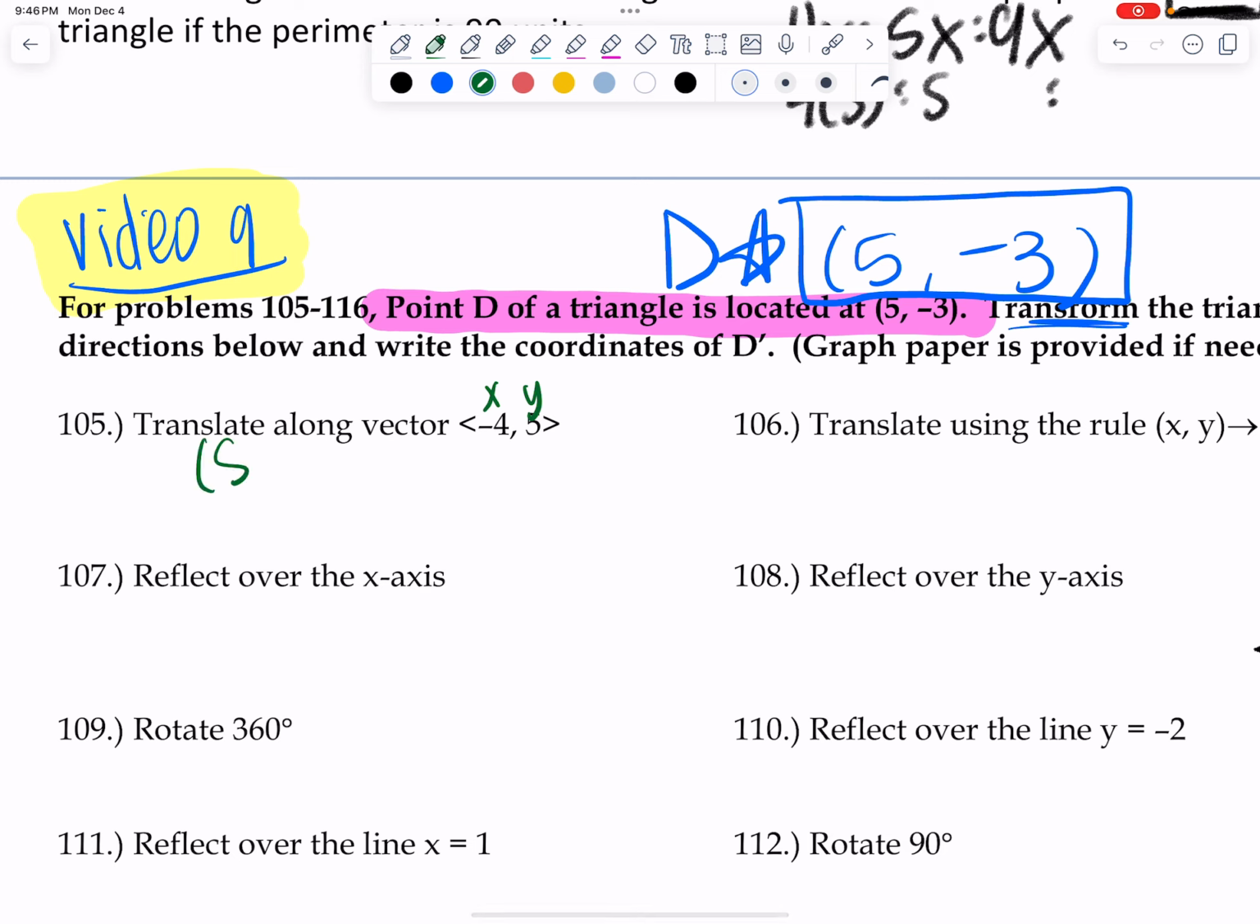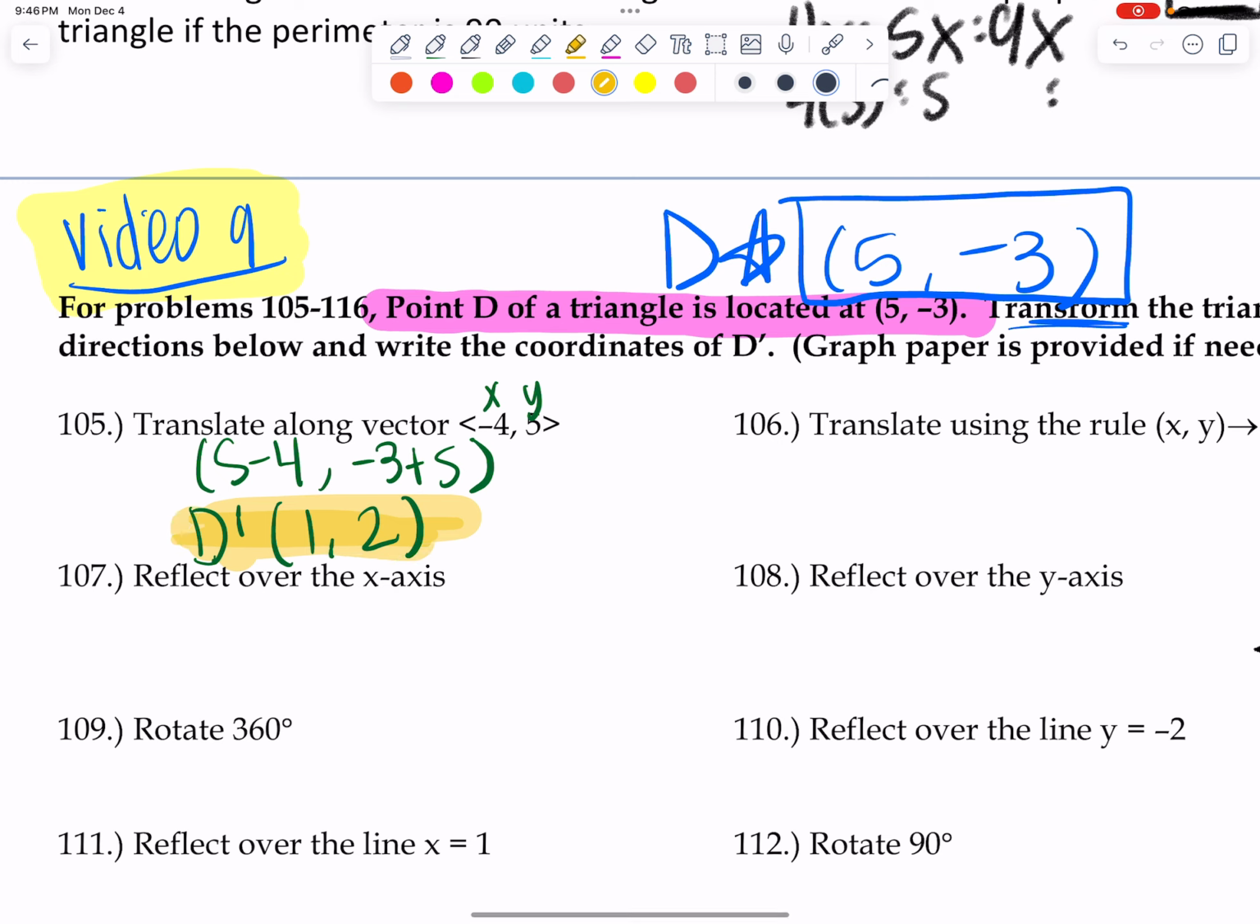So what would you do? You would go 5 minus 4 and -3 plus 5. What would the points of D prime be if that was the change we were doing? D prime would be at (1, 2). (1, 2) would be my final point, okay? If that was the change that we were doing, okay?